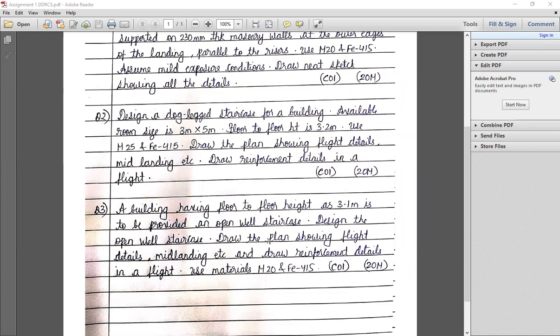Riser 150 and tread 250. Okay, riser is 155, tread is 250. अच्छा, same. Okay, Abdul and Rohit have assumed. Ojas, so riser 150 and tread 250.